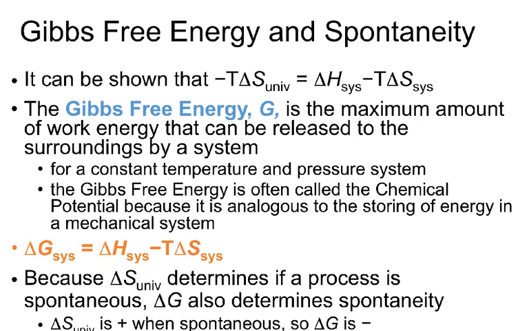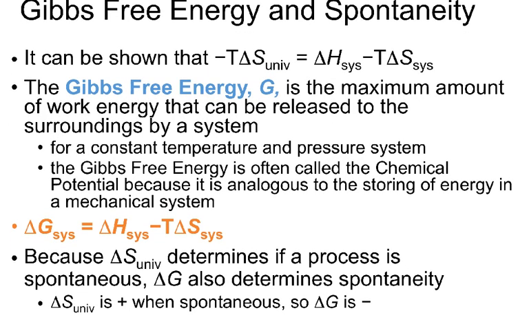Okay, one more term here from thermodynamics. We can rearrange our equations that we've been dealing with to get negative T delta S of the universe is the delta H of the system minus T delta S of the system. The Gibbs free energy, we use the letter G for, it's the maximum amount of work energy that can be released to the surroundings by a system. And it's only for constant temperature and pressure.